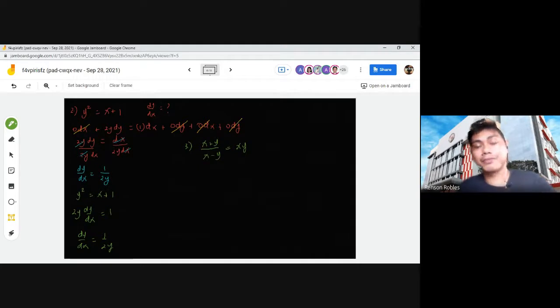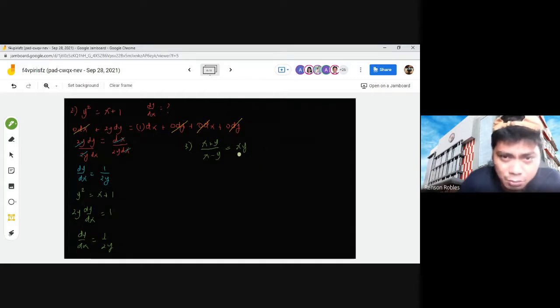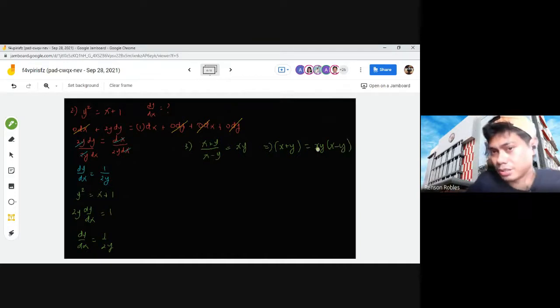So you first simplify the given. What you're going to do is just cross multiply. This will give you x plus y equals xy times x minus y. And then you can introduce that xy to each term in x minus y. So you will have x plus y equals x squared y minus xy squared.